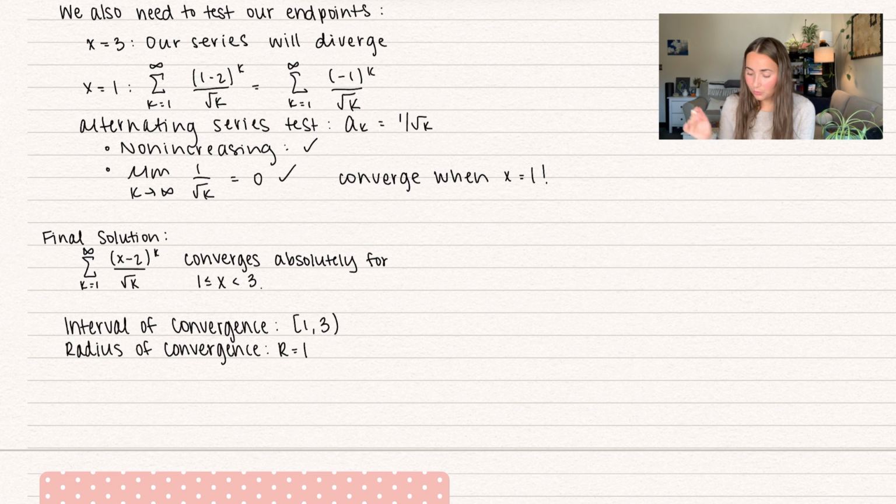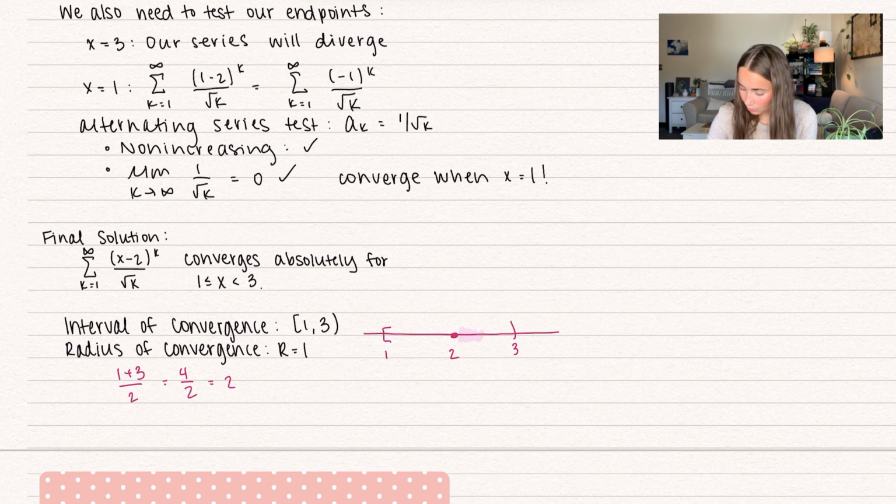We also know the radius of convergence. That's just going to be from the center of the interval. So here we go from 1 to 3, so obviously our center is going to be 2. This is going to be the real number line. So we're going from the center all the way out to our endpoints. We're finding that distance, and for us, that distance is going to be 1.